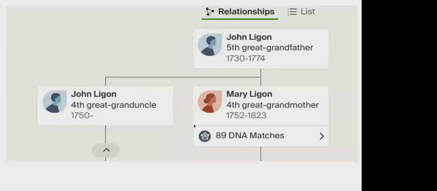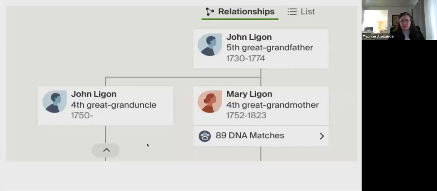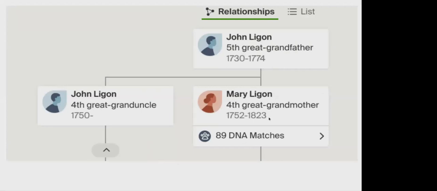Okay, are we back on? Yes. Okay, here is one of my personal dilemmas. I have a document that claims that Mary Ligon is my 4th great grandmother. There's not a lot of evidence to support that, but it comes from a period of time in Virginia when a lot of the records, particularly for the counties these people are in, were destroyed. Her father was John Ligon, we know that.